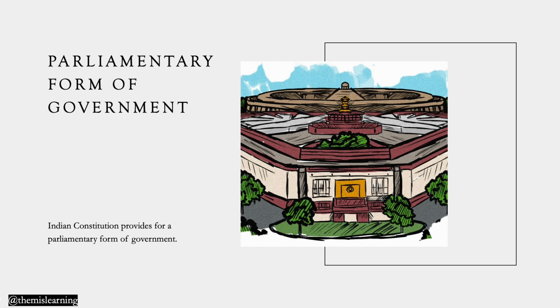Next important feature of the Indian Constitution would be the parliamentary form of government. Indian Constitution provides for a parliamentary form of government. Here in this picture, you can see a very beautiful illustration of the new parliament building in the front and a circular image in the picture itself, which is depicting the old parliament building.